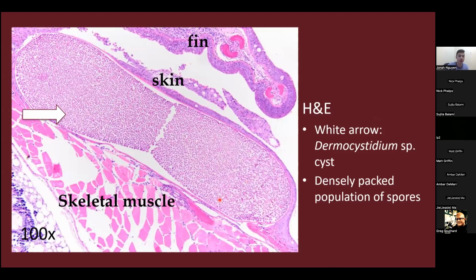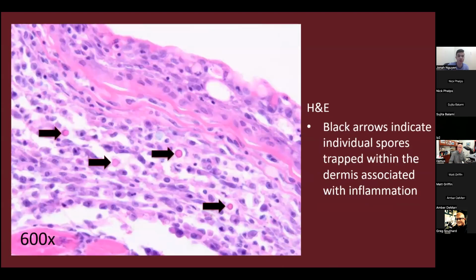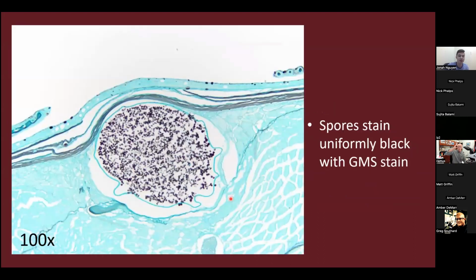So just to do some histo, and of course, I'm not a pathologist, so I'll just tell you what the pathologist told me, but you can see the cyst here, densely packed with a bunch of spores. Not too much inflammation going on in our case with our fish when the cyst is intact. But once the spores get out of the cyst, there's inflammation associated with that in our case, which of course is never good. If you do a GMS stain, which isn't super popular for Dermocystidium, you'd probably get similar results to what I got, where the spore is stained black, as you can see here, and then the cyst wall remains unstained.